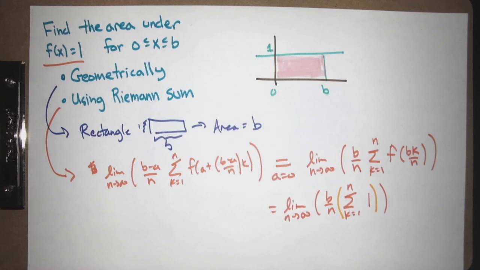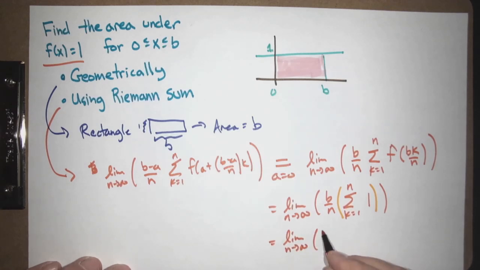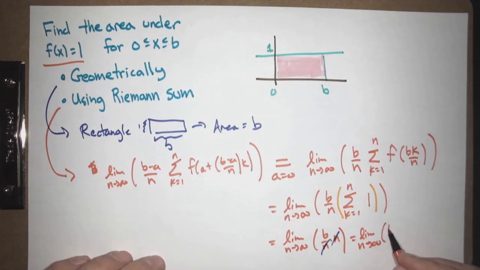What do you get if you add 1 a bunch of times? Well, but we're not going to add 1 infinitely many times. How many times are we going to add 1? We're going to add 1 n times, because we start at 1 and we go to n. So this is n. So this is the limit as n goes to infinity of b over n times n. Now, true story, the n's cancel. Oh, nice! So it's our limit as n goes to infinity of b.